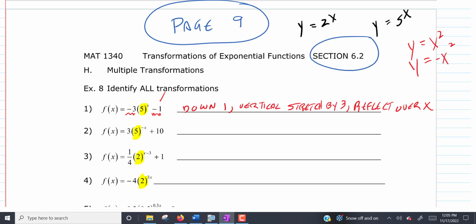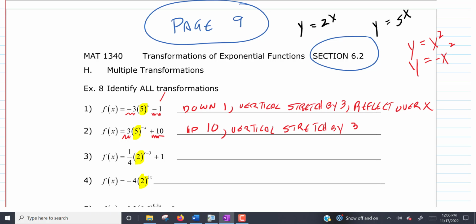Okay. All right. And let's look at this next one. Let me just ask you, what do you think the plus 10 does? Up 10, exactly. Okay, what that's doing is making y bigger by 10, so it's up 10. Okay, how about the 3? It's not much different than the last problem. Stretch, that's a vertical, and you want to make sure that you put vertical stretch, okay, by 3.